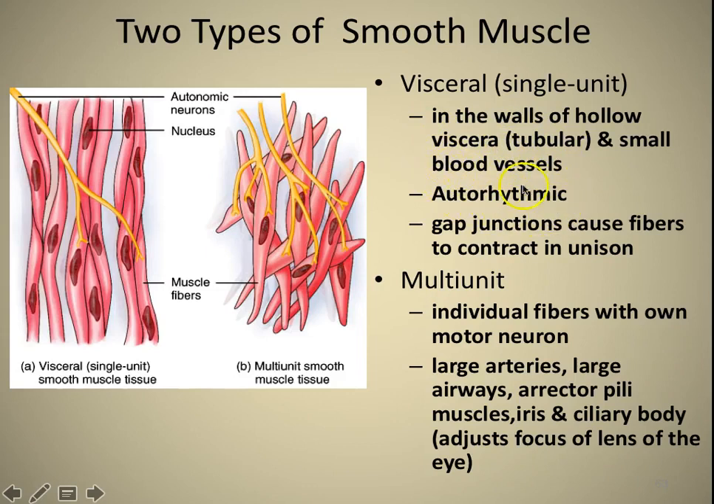These are autorhythmic. Again, they're not under conscious control. They will contract in unison to help move food along, like in your digestive tract, for example. Okay? Multi-unit ones, these are individual fibers. Each one has their own motor neuron. So you see these in arteries, the erector pili muscles in our skin, in the iris in your eye, so that's the colored portion of your eye, and in the ciliary body of the eye, that will help adjust and focus the lens of the eye. So you have these insanely tiny motor units, because again, you're having very specific actions occurring.